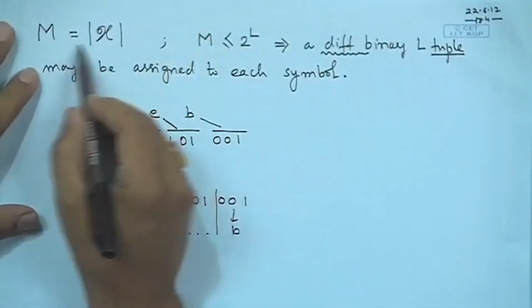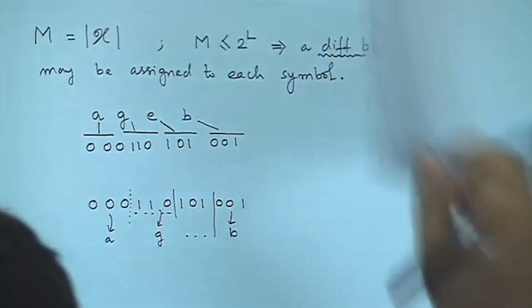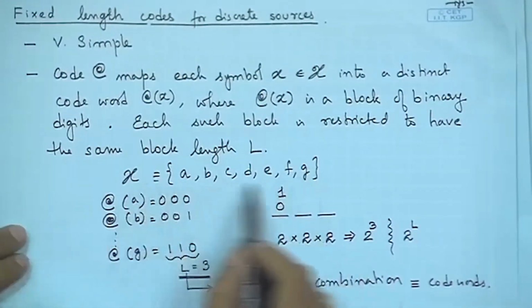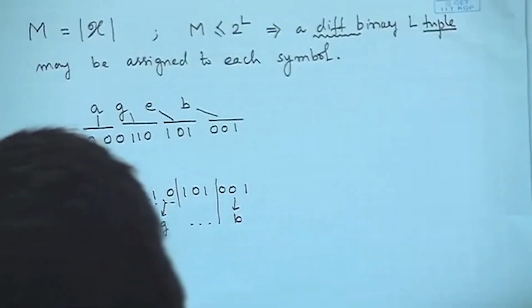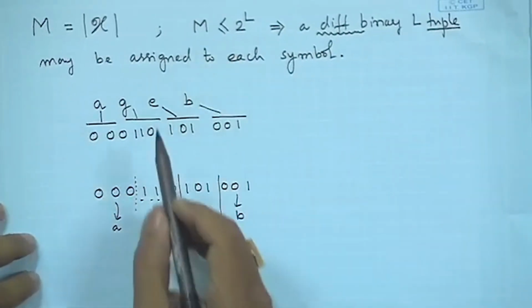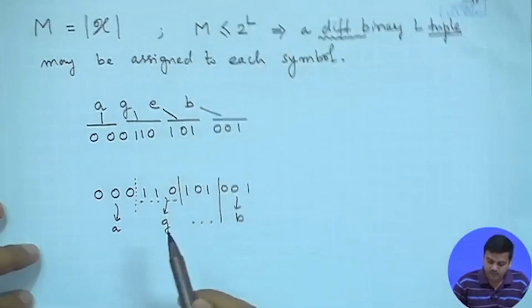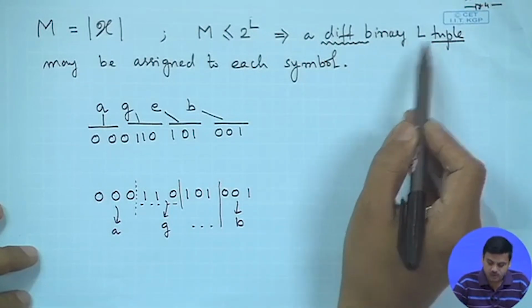In the fixed length code, what we have said is that if M is the number of elements in a particular set, that means if X is the set of all symbols in a discrete source, and M is the cardinality of the set, then if we choose L in such a manner that M is less than or equal to 2 to the power of L, then we can assign a different binary L tuple to each symbol.